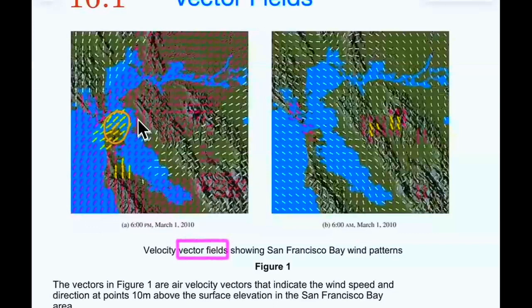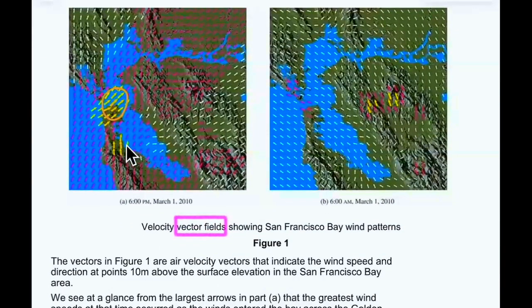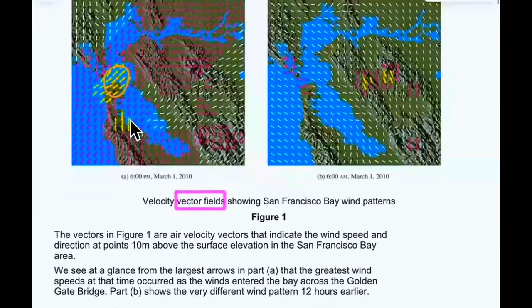You see those arrows there indicate the direction of the wind, and the length of the arrow indicates the speed of the wind. So right here, we see the air velocity vector, those arrows here indicate the air velocity vector, at points 10 meters above the surface elevation.